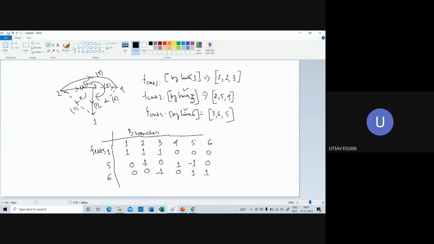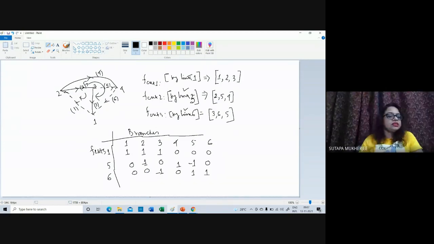In case of 3, come to 6, 5. If I come to branch 5 here, 5 contains what? 254, 254, and 2, 254.